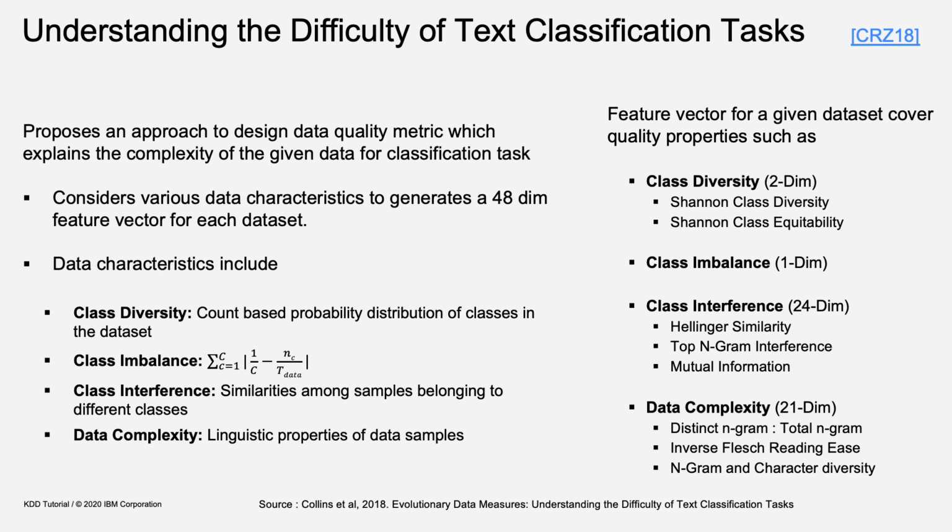And finally, n-gram and character diversity. Using the Shannon index and equitability, the authors calculate the diversity and equitability of n-grams and characters. The authors consider these various properties of each data characteristic and propose a 48-dimensional feature vector to represent the complexity of the given data. On the right side, you can see the different characteristics of the data and the properties within each characteristic. The number in the parenthesis denotes the number of dimensions assigned to each data characteristic.